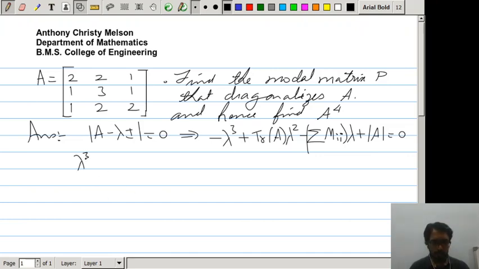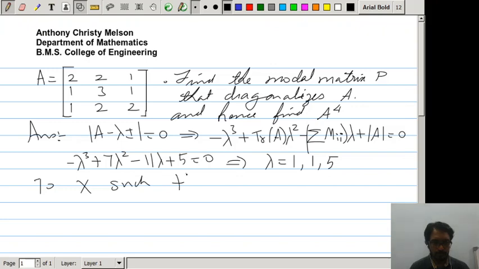One can verify that the characteristic equation will be minus lambda cubed plus 7 lambda squared minus 11 lambda plus 5 equal to 0. So the eigenvalues will be 1, 1 and 5. Now to find x such that A minus lambda I into x equal to 0.